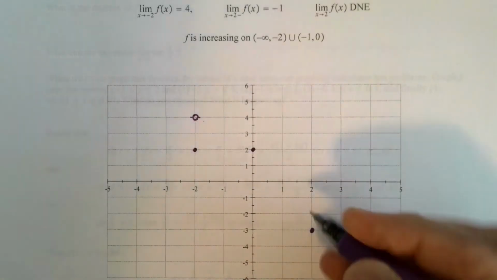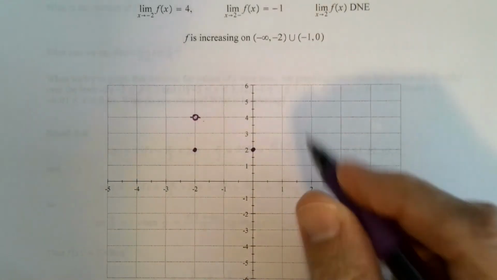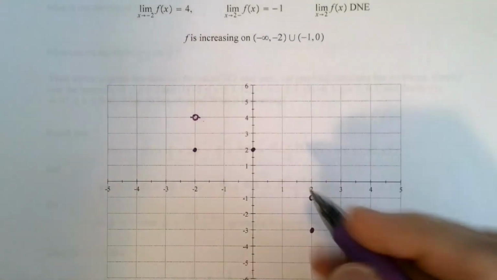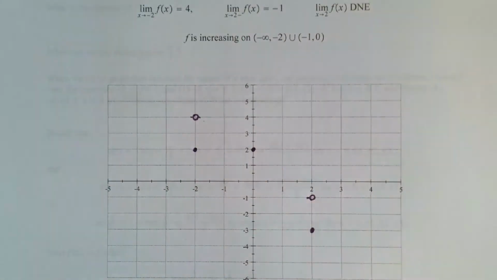So again, what do I need up here? I need a hole, and am I approaching it from both sides? No, just from the negative side. So from the left. So I'm going to put a little mark on this side. I need to be approaching that way.